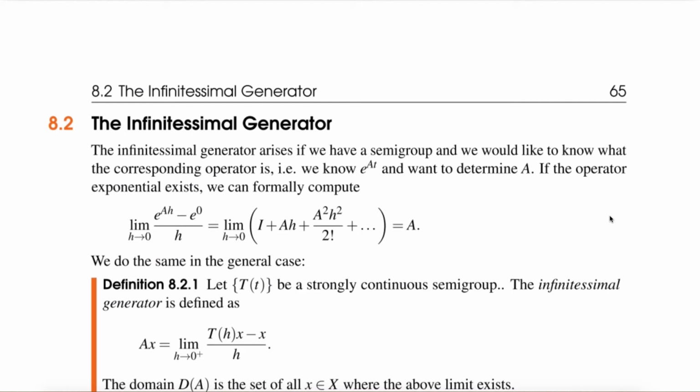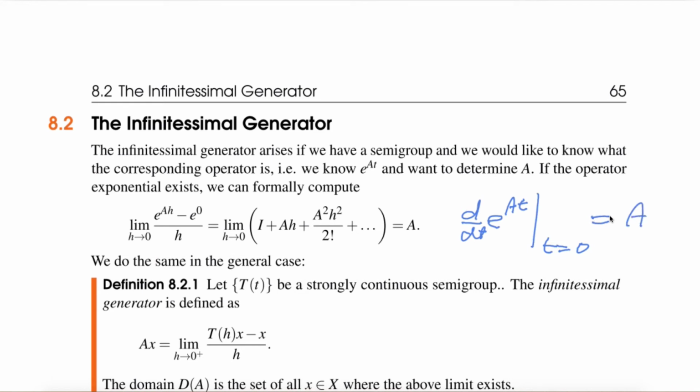So in other words, let's say you know e to the At already. How can we get the A? Well, what we can do is we can differentiate by t, and then we sub in t is 0. Okay, so then you get A e to the At. t is 0, so you get A e to the 0, so this is A.